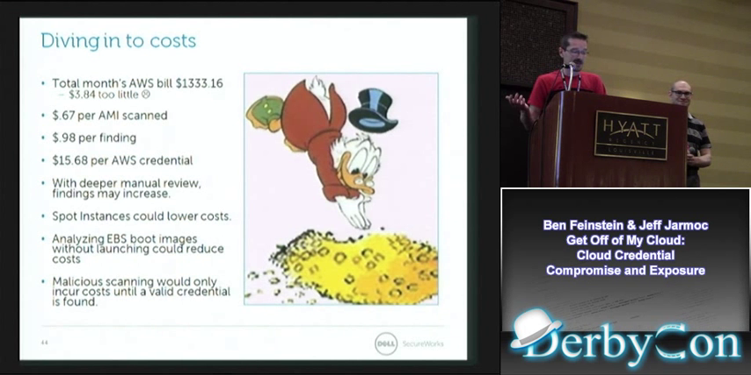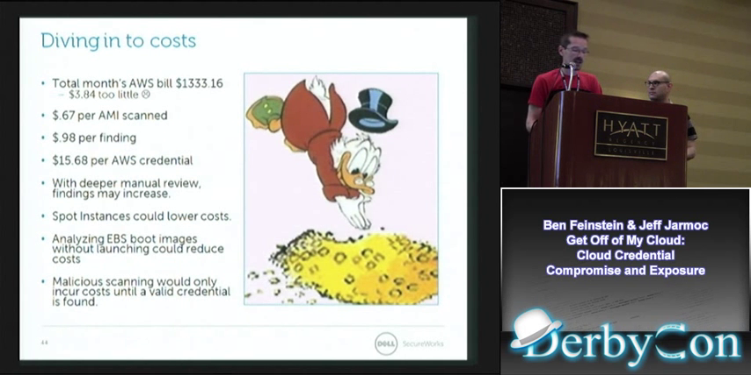So it breaks down to 67 cents per image scanned, 98 cents per finding, $15.68 per Amazon Web Service credential. So for the cost of going to the movies, I can own somebody's Amazon Web Service account and use it for whatever purposes. If we had looked a little bit more manually into some of these findings, we may have found more things. We could have lowered our costs by using spot instances to take advantage of off-peak pricing.